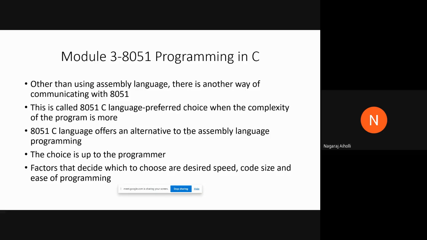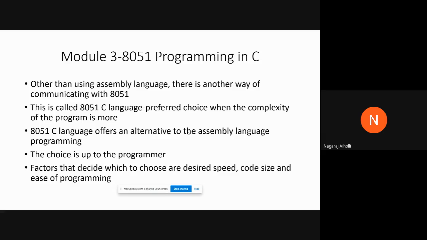Whether we have to go ahead with assembly language programming, or write the program in 8051 using the 8051 C language. Other than using assembly language, there is another way of communicating with 8051. It is the 8051 C language, which is the preferred choice. Why is it preferred? Because it is used for complex and large programs. Assembly language we cannot use for larger and complex programs. If you are writing a large and complex program, then we have to make use of 8051 C language.